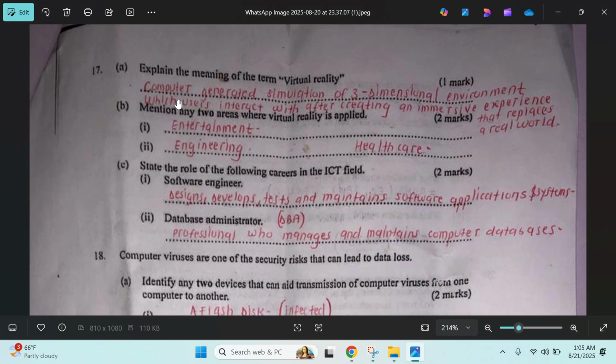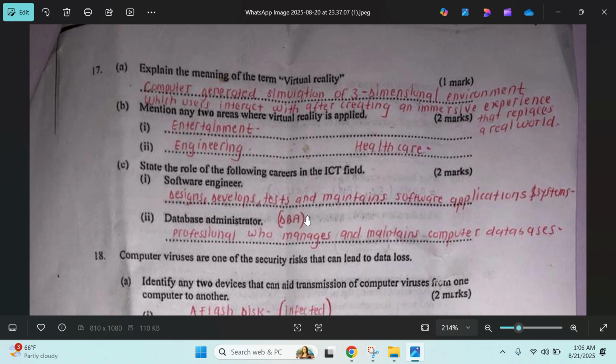That was number 17. As I head to part B: mention any two areas where virtual reality is applied: entertainment, engineering, healthcare. C. State the role of the following careers in the ICT field. Software engineer. A software engineer is going to design, develop, test, and maintain software applications and systems. Software engineers don't only create, they design, that is creating, they develop, they test, and they maintain software applications and systems.